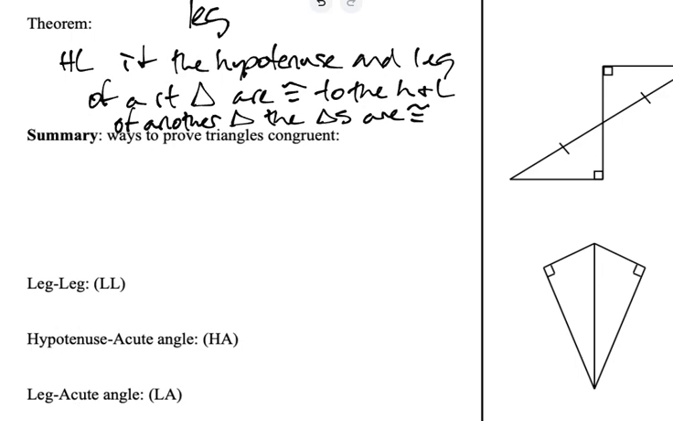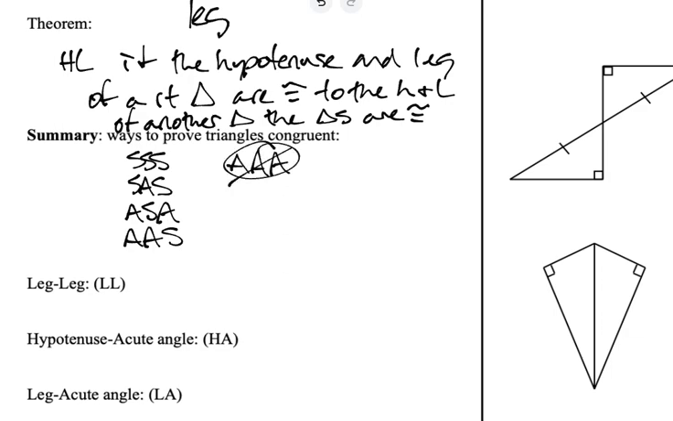Summary, we had lots of ways to prove triangles are congruent before. We could use side, side, side. We could use side, angle, side. We could use angle, side, angle. We could do angle, angle, side. We were not allowed to do angle, angle, angle. That doesn't work. We weren't allowed to spell bad words, right? But now we get a new one. We can do hypotenuse leg.